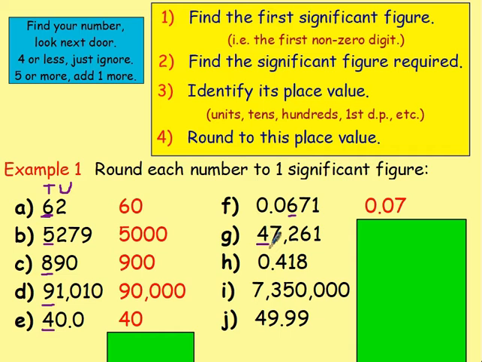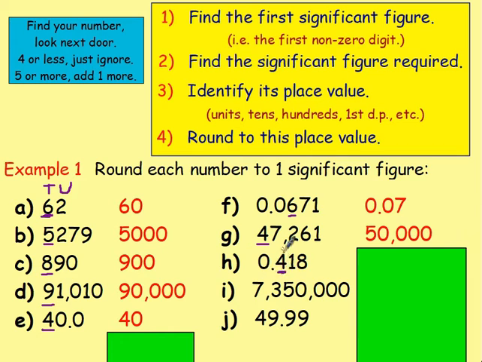With G, we have 47,261. First significant figure is the 4. It's what we want to round to. That is in the tens of thousands, so we want to round this number to the nearest 10,000. Find our number, look next door. It is 5 or more, so we add one more. So instead of being 40 something thousand, it would go up to 50,000.